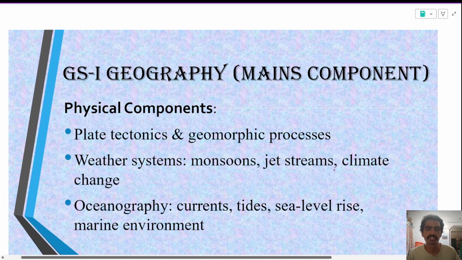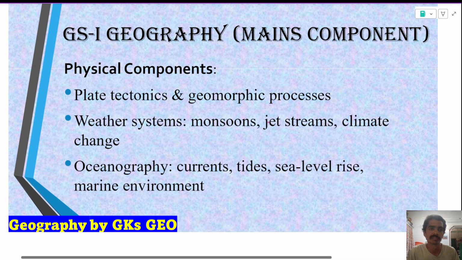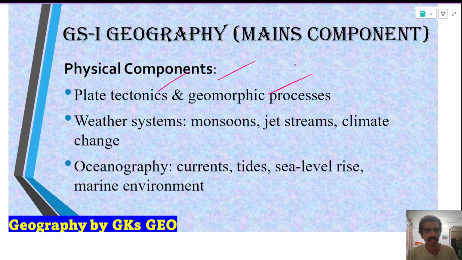Then coming to the GS1 geography mains component. Physical components are mainly plate tectonics and geomorphic processes. Plate tectonics means movement of broken fragments of the lithosphere. If we observe, the Indian plate is still colliding with the Eurasian plate, which results in the formation of the Himalayas. Even today, the Himalayas are rising about 1 centimeter every year. That results from plate tectonics, and geomorphic processes mean weathering, abrasion and other processes like that.